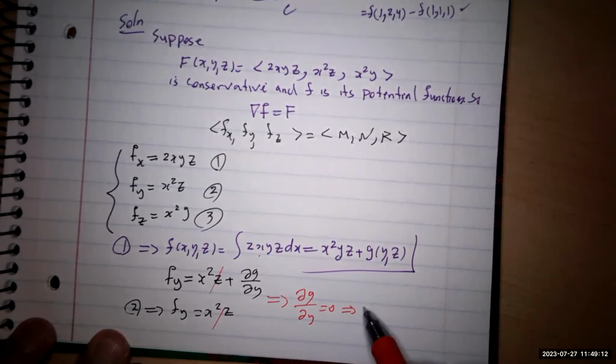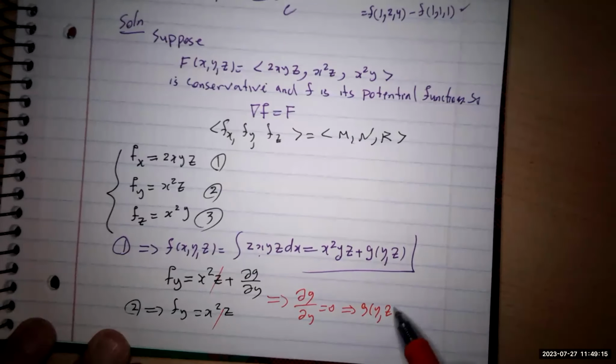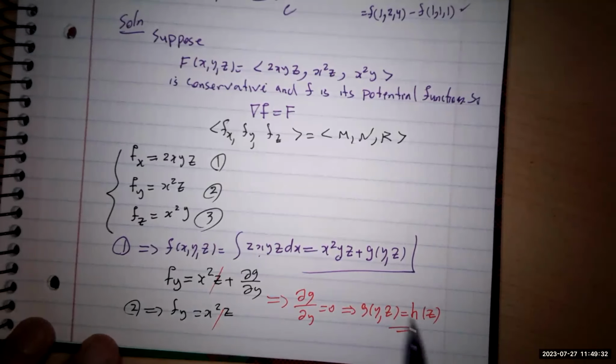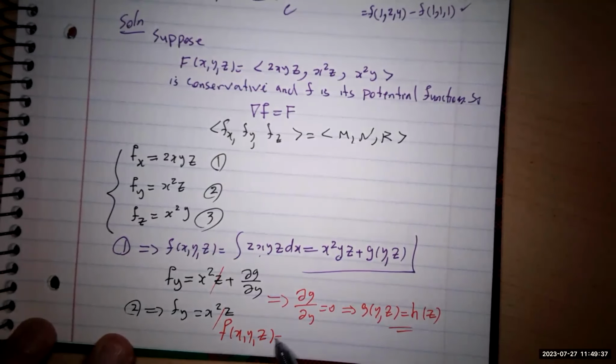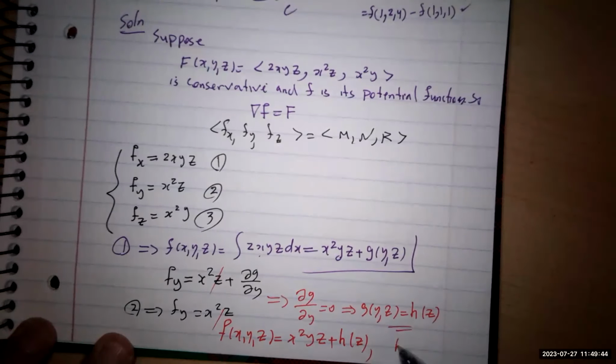So this means g of y, z is constant. But remember, your constant can be a function of z. Okay, it's a constant, but the constant can be z. So the question is going to be, how about z? So far the potential function should be x squared yz plus h of z. So the question is going to be, what is h of z?